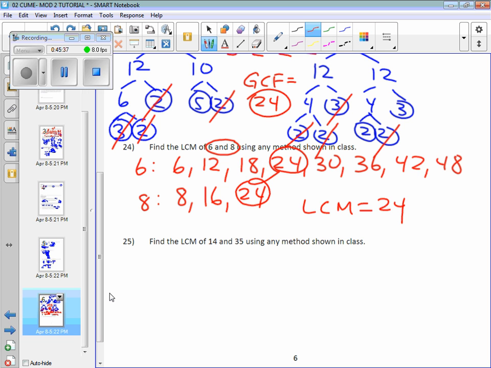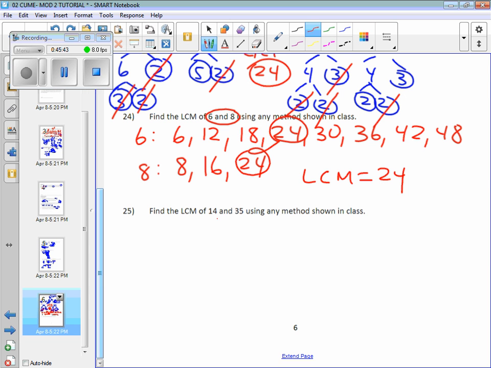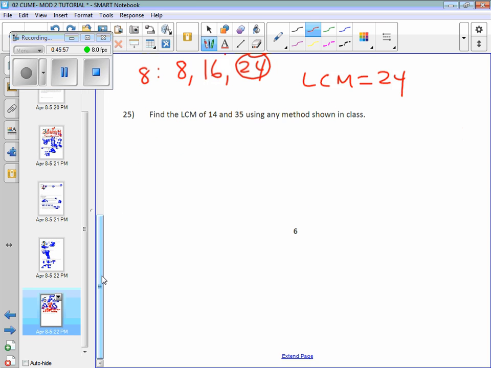All right, now with number 25, I'm going to show you the second way to do this. Because we have numbers here now that are greater than 20. So counting by 14s and counting by 35s is not only going to take longer, but there's more of a chance of you making a mistake. So I'm going to show you using prime factorization. Here's how that works.